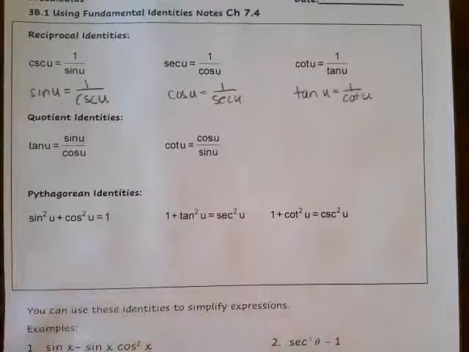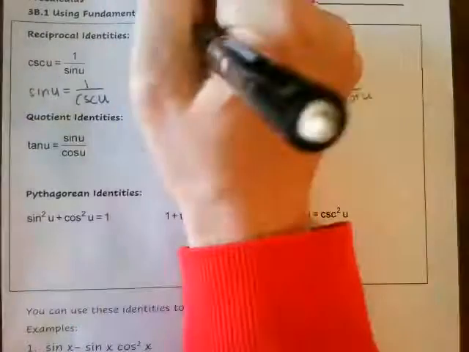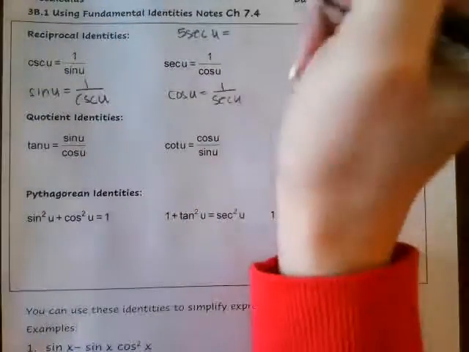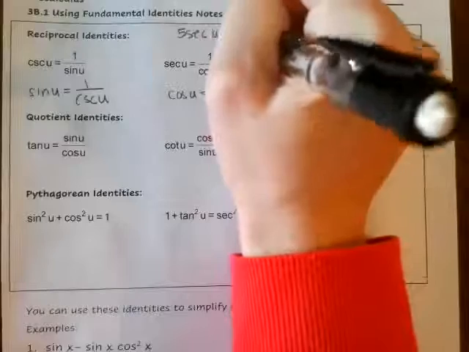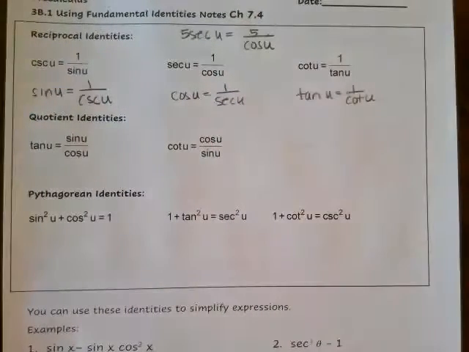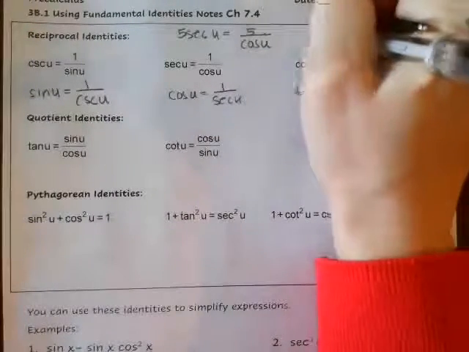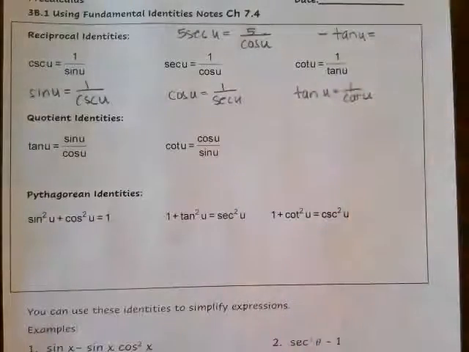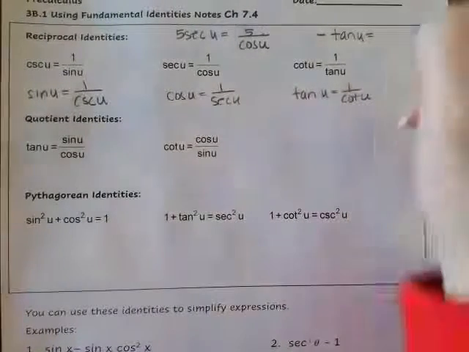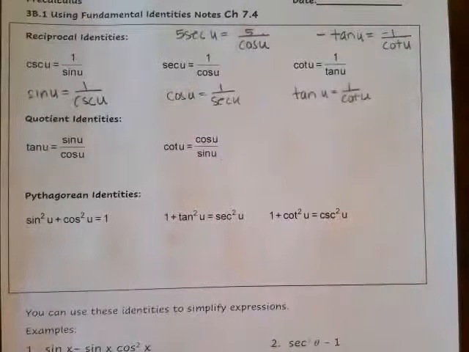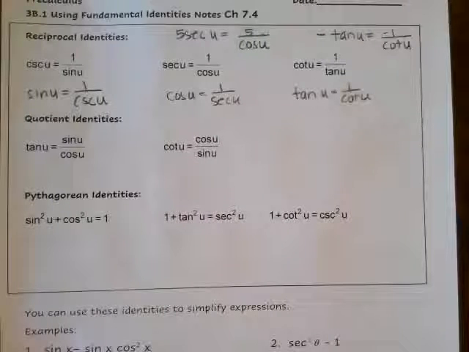Now, there are some other versions of that that you'll also have to recognize. For example, if we had 5 secant of u, that is the same thing as 5 over cosine of u. Whole numbers are over 1, so that 5 would stay in our numerator, and the cosine of u is what would come out to the denominator. So you have to be able to recognize it with a constant like that. Another thing that you'll see often is with a negative sign. So for example, if we had negative tangent of u, that is the same thing as negative 1 over cotangent of u. So you've got to recognize it with the negative signs as well.